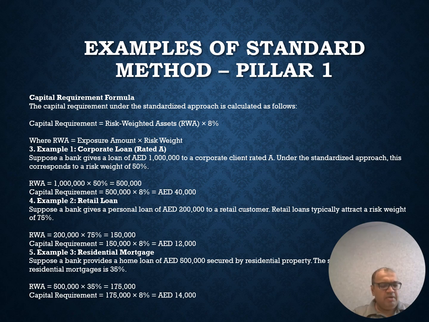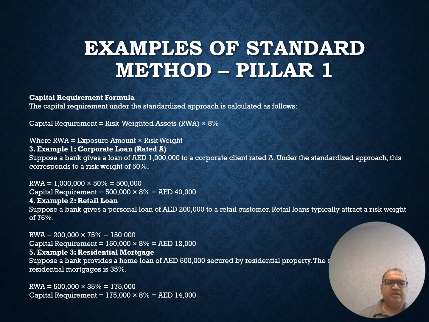Now, coming to understand this better, let's take an example of the Pillar 1 method. Like in this example you can see, but I will tell you all this in very simplified form. For example, you have a corporate loan rated A. You gave 100 million dirhams to a corporate which was rated A, and under the standardized approach for A, you are supposed to keep 50% as a weight.